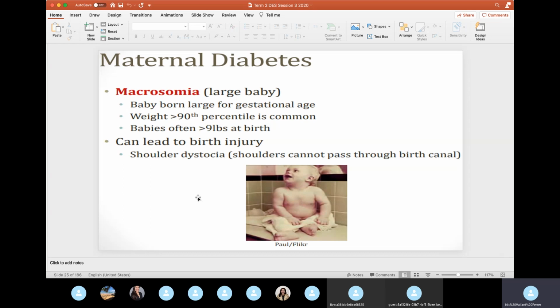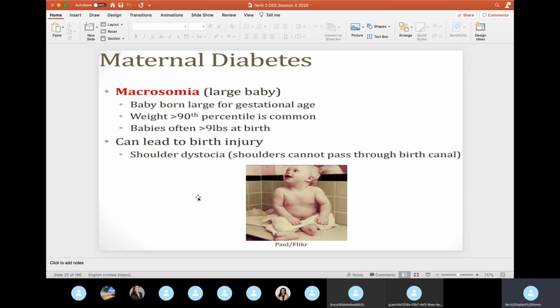Next, maternal diabetes. So what happens to the baby if the mother has uncontrolled diabetes mellitus? The baby is large, macrosomia. So the baby is born large for gestational age. Usually the weight is more than 90th percentile. The baby is often more than 9 pounds at birth.